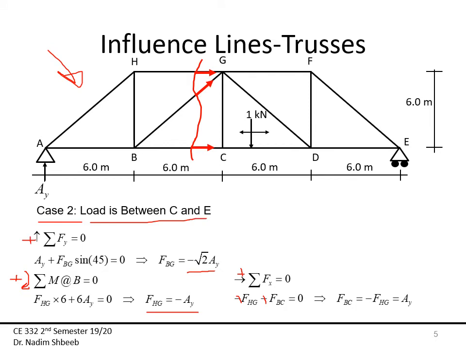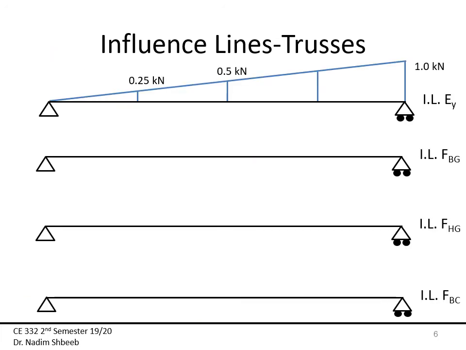Okay, so now, since I have all these equations ready, and I have that from 0 to C and from C to E, I'm ready to start drawing. Now remember that for this portion here, I related everything to the reaction at EY. So I'm just reminding you what these relationships are. Then FBG is equal to square root of 2 EY, FHG is equal to minus 1/2 EY.